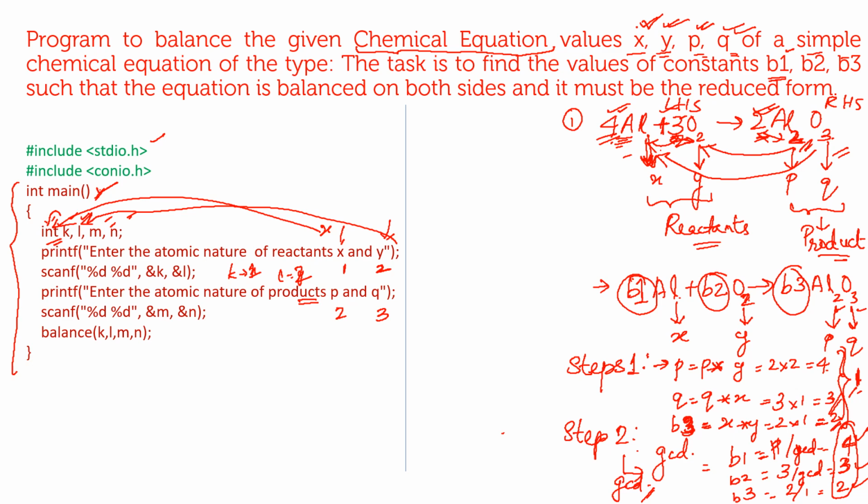Where it will go and store? It will go and store in M and N. So see here, scanf percentage d comma ampersand M comma ampersand N semicolon. So I think you know all these things, right?